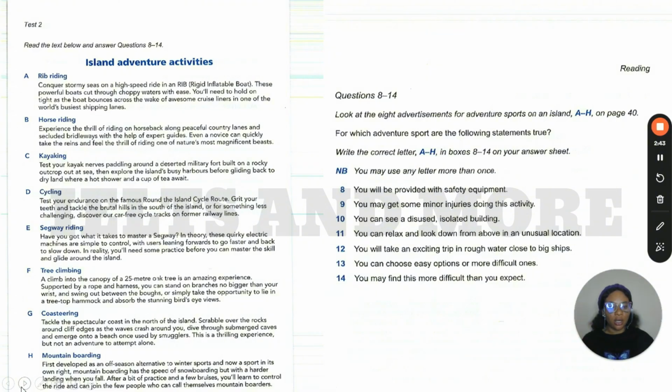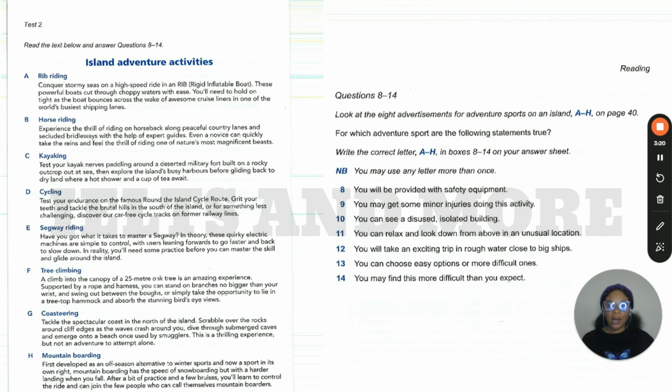Now, let's look at this typical question that we have here. You have the heading, which is Island Adventure Activities. And then as you can see, you have about 7 or 8 activities, A to H. The first one is rib riding. The second one is horse riding, kayaking, cycling, segway riding, tree climbing, coasteering, and mountain boarding. So these are the activities that you can do on this particular island.